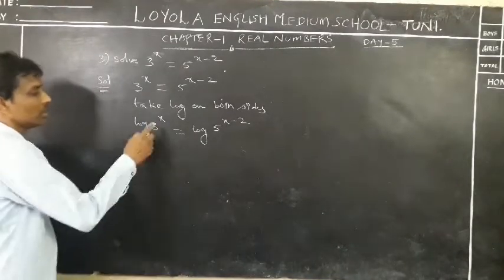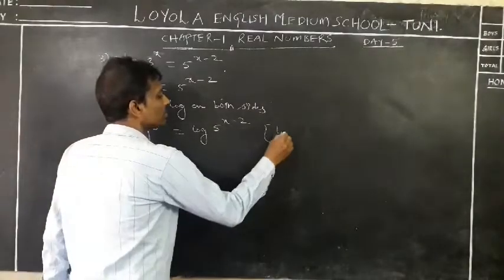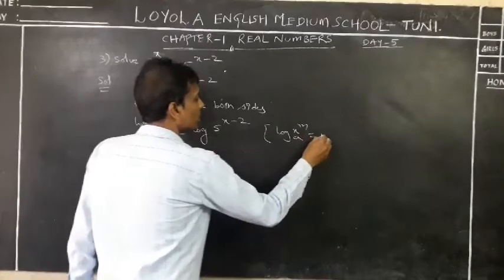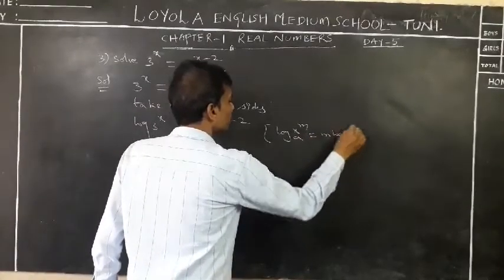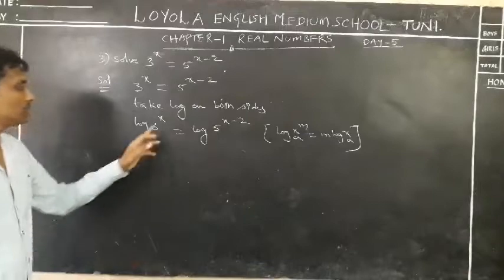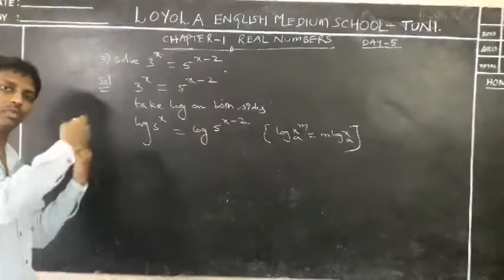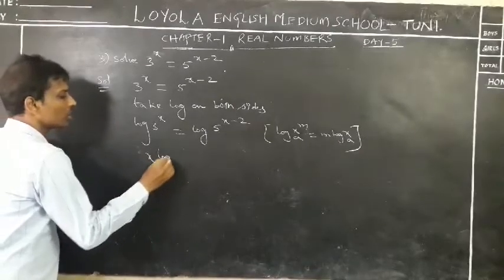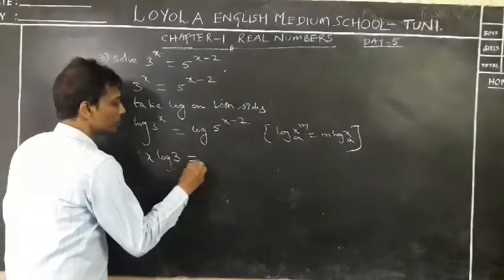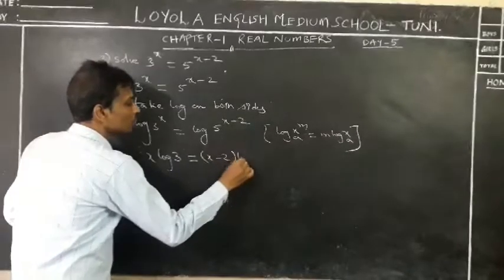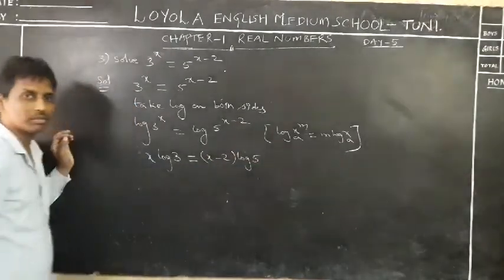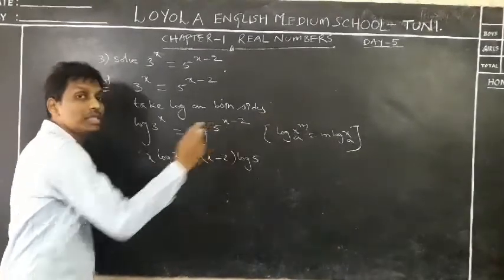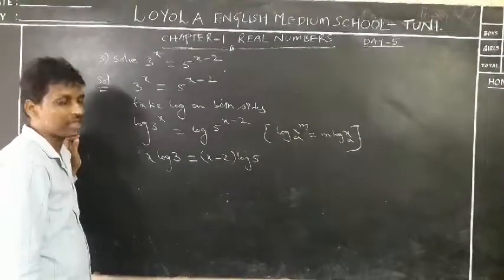Now we know very well, log x power m to the base a equals m log x to the base a. Now these powers come before the logarithm. Sorry, x log 3 is equal to (x minus 2) log 5. Here we must use a bracket because the power is the combination of 2 terms, x and minus 2.